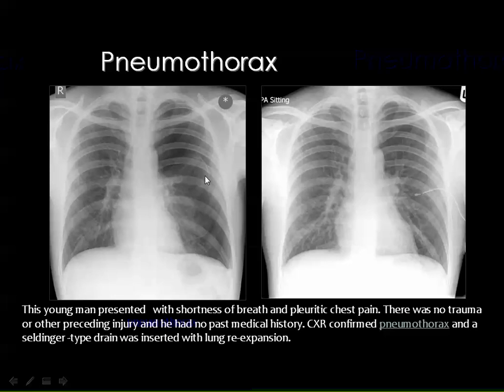Then after insertion of an intercostal tube or a drainage tube, you can see hyperinflation or some regression of the pneumothorax. You see this is the pleural edge here, and still there is some air in the apex of the lung.